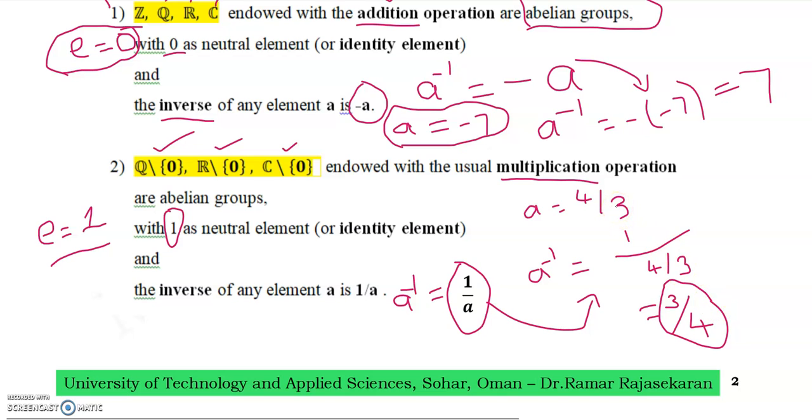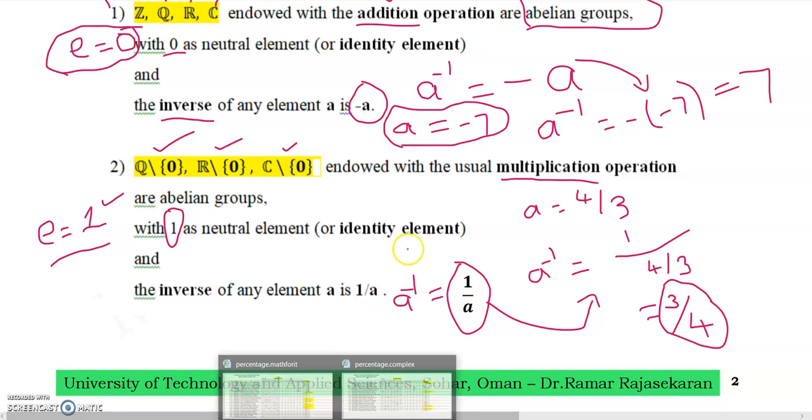Okay, how to check whether the inverse is right or wrong? See, you take the element A, and the inverse of element A is 3 over 4. You multiply these two, 4 over 3 multiplied by 3 over 4. Definitely the answer is 1, the identity element. It will give the identity element. Therefore, the inverse is correct.